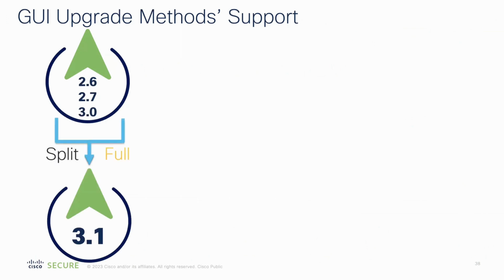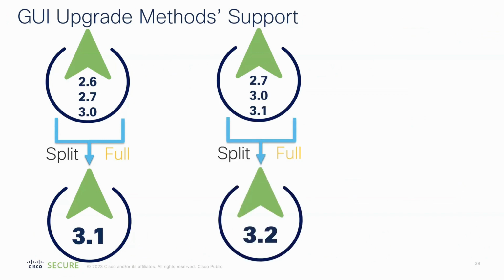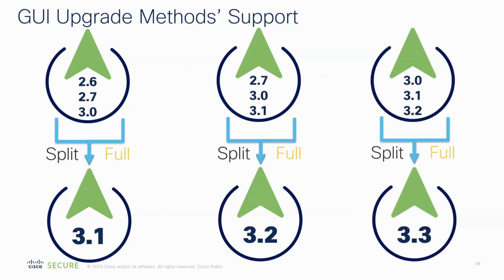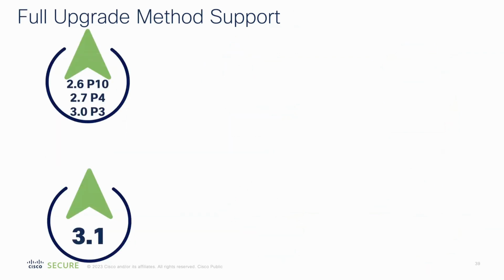Let's talk about the GUI upgrade method support. In general, 2.6, 2.7, 3.0 can be upgraded to 3.1 using the full and split upgrade. 2.7, 3.0, 3.1 can be upgraded to 3.2 using split and full. 3.0, 3.1, 3.2 can be upgraded using split and full, but we have to be careful in which patch the full upgrade support was introduced. Especially, the full upgrade method was supported from specific patches.